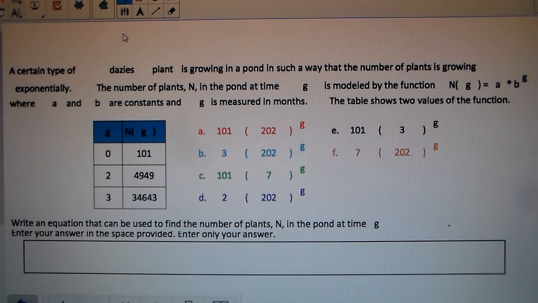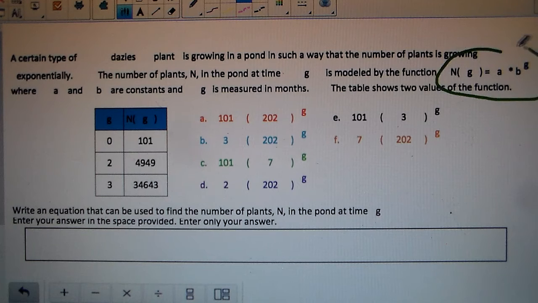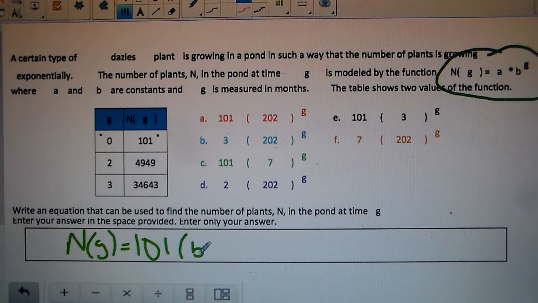So we've got a certain type of daisies plant growing in a pond in such a way that the number of plants is growing exponentially. We have that same formula set up: n of g is equal to a times b to the power of g. And our goal here is to write an equation. Looking at our initial, we start off with 101. So n of g is equal to 101 times some number b to the power of 0. So 101 is equal to 101 times b to the power of 0. So we know that's true.